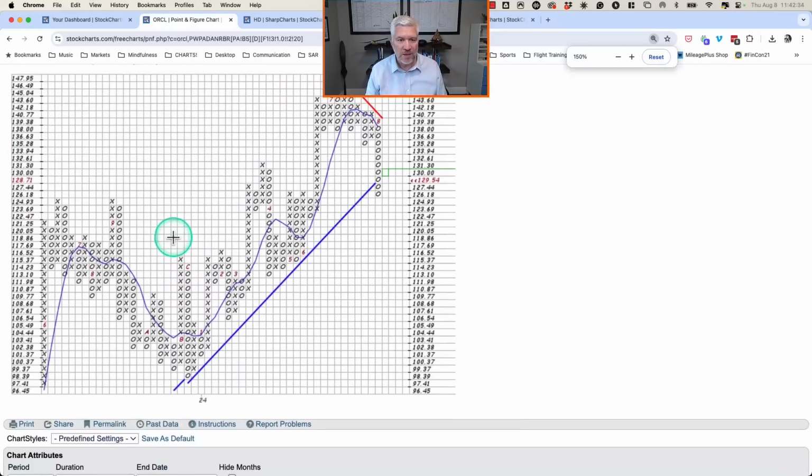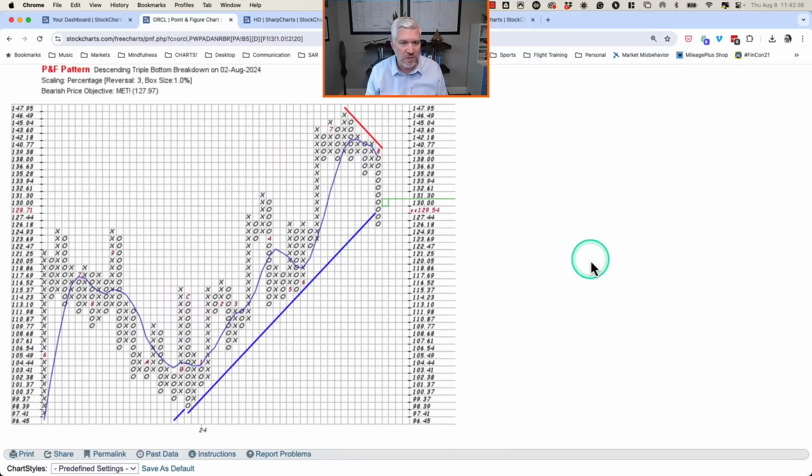Tom Dorsey, who wrote some fantastic books on point and figure charting, actually wrote a book relating point and figure charting to football. When you're in a column of X's, that means the offense is on the field. When you're in a column of O's, that means the defense is on the field. It's a great analogy if you know American football, because when the defense is on the field, so when you're in a column of O's, meaning we're going lower, that doesn't mean you can't score a touchdown.